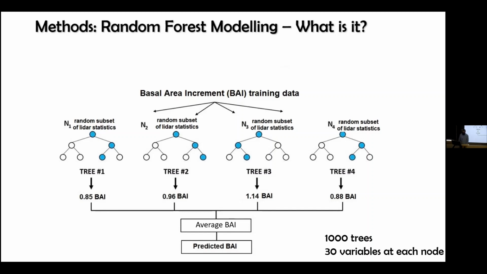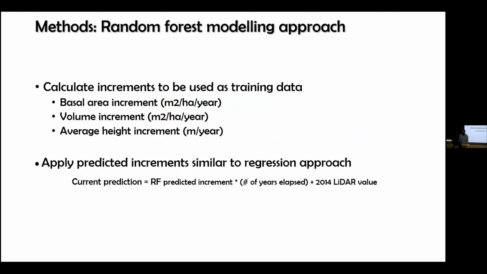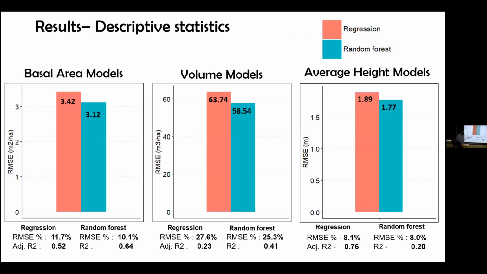In my study, for each increment observation, random forests use 1,000 different trees with a set of 30 random LiDAR predictor variables at each node. This outlines how I use the random forest approach to predict the annual increments for each inventory attribute and is similar to how I applied the regression results. I use the calculated increments known from the 2014 and 2021 data as training data to feed the model. I then applied the random forest predicted annual increment in the same way as in the regression model. And here are the results.